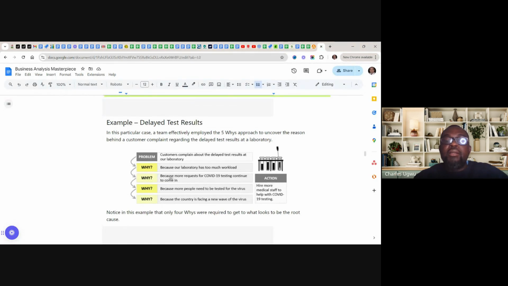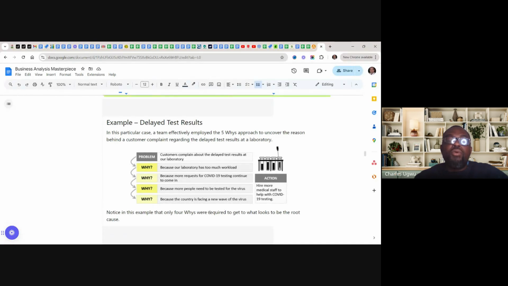So why is more people coming for tests? Because more people need to be tested for the virus. Why do more people need to be tested for the virus? Because the country is facing a new wave of the COVID-19 virus. So you see, this is the why. They're under pressure, and that is why the test results are being delayed. Because they have pressure, they cannot cope.